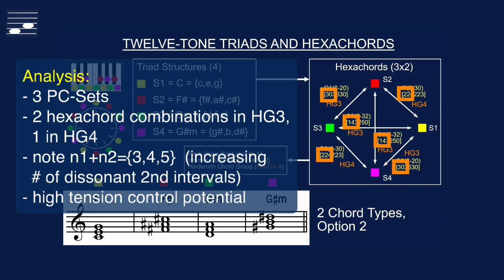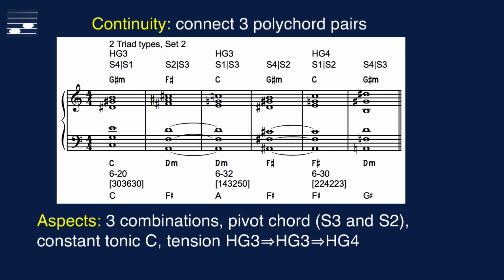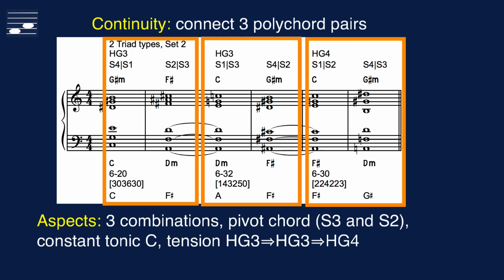Looking at the sum N1 plus N2, this is another case of the increasing number of dissonant second intervals. So this triad set has considerable tension control potential. For the continuity with this 12-tone triad set, we connect 3 polychord pairs.